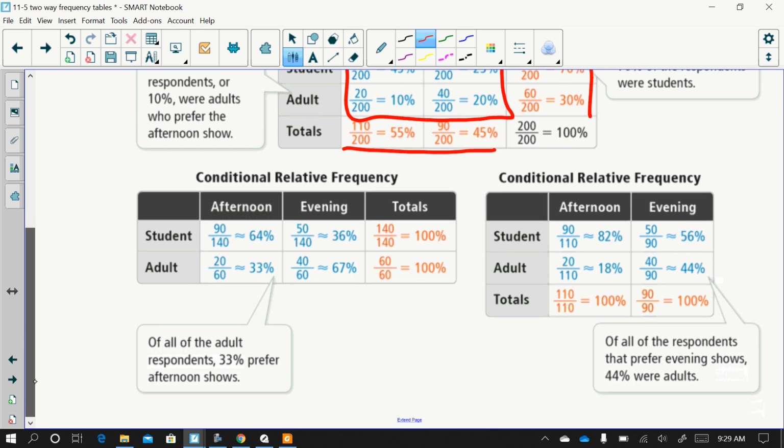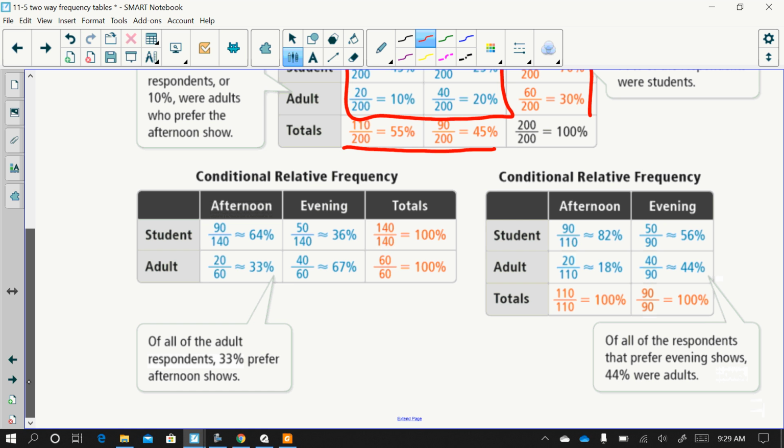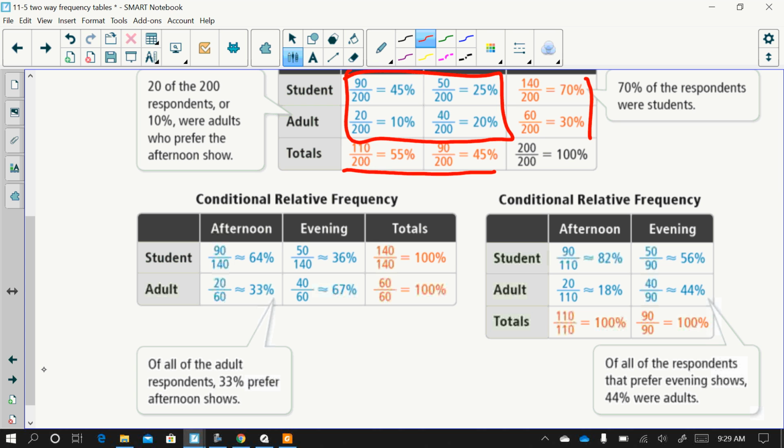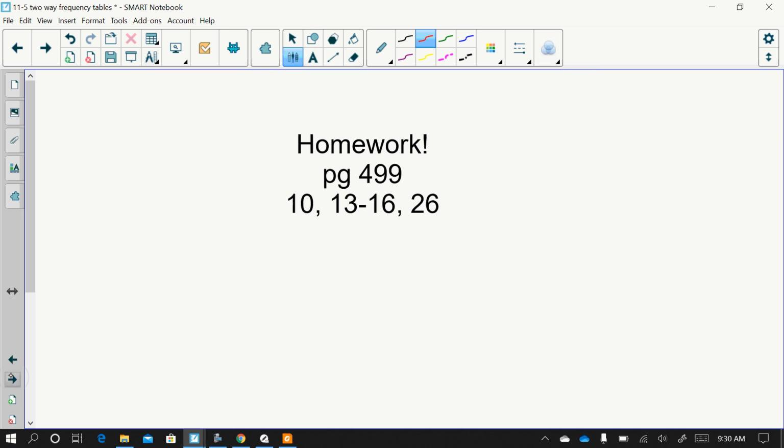Okay, conditional relative frequency, you divide by whatever category you're looking at. So like this one, it's looking at students versus adults. This one is looking at afternoon versus evening. Okay, so just really pay attention to what it's asking for.